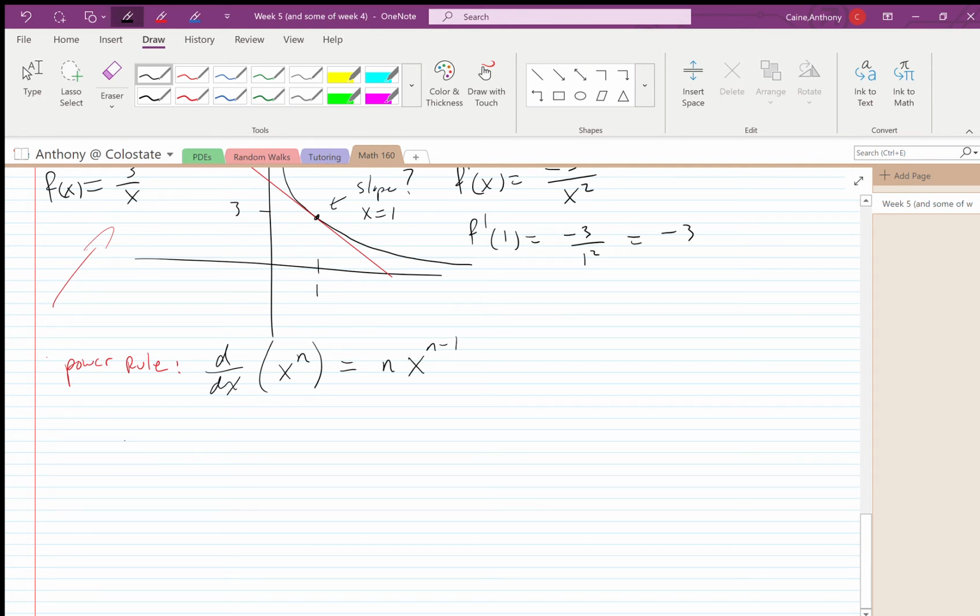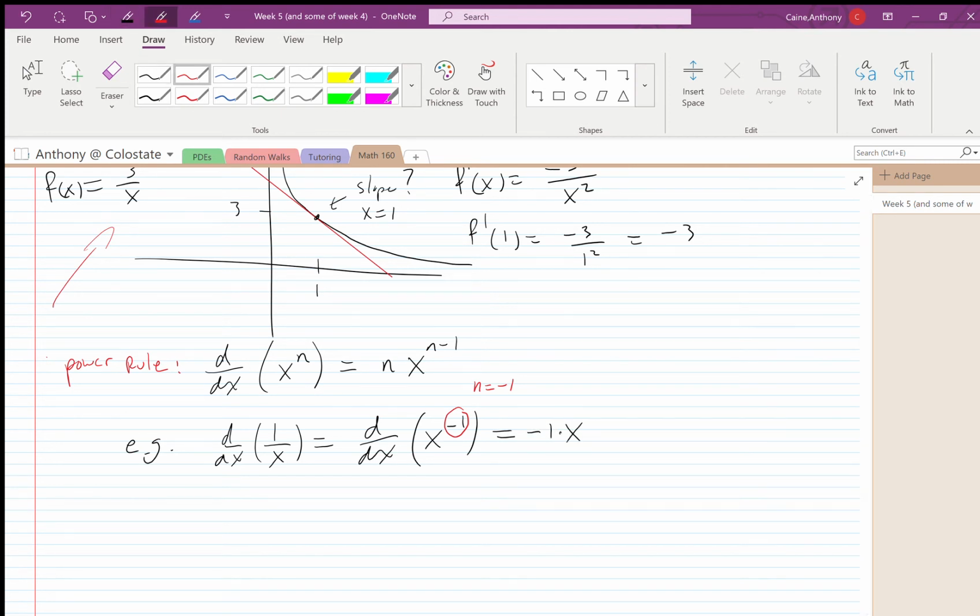For example, the derivative of 1 over x is the derivative of x to the negative 1. So we need to know rules of exponents. And that's equal to, okay, so you should see this and say, my n is equal to negative 1. So I bring down the negative 1 times x to the, and if n is negative 1, then n minus 1 is negative 1 minus 1, which is negative 2. So I have negative 1 over x squared. Alright, and so that's the power rule, and we've seen this before.